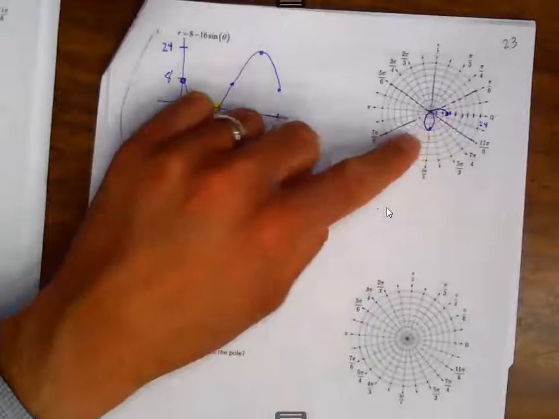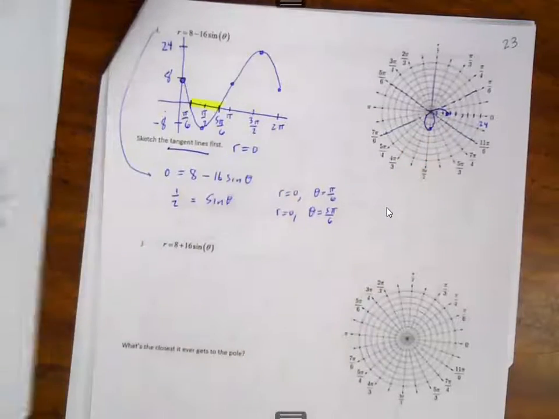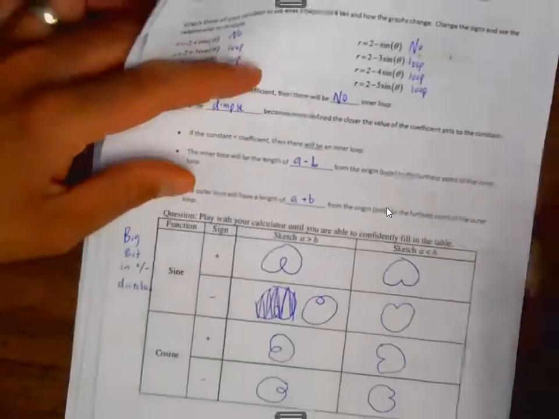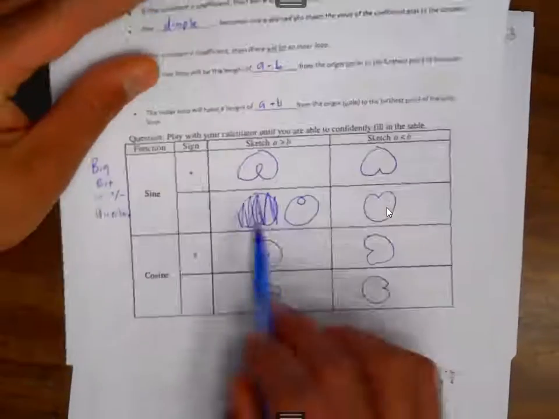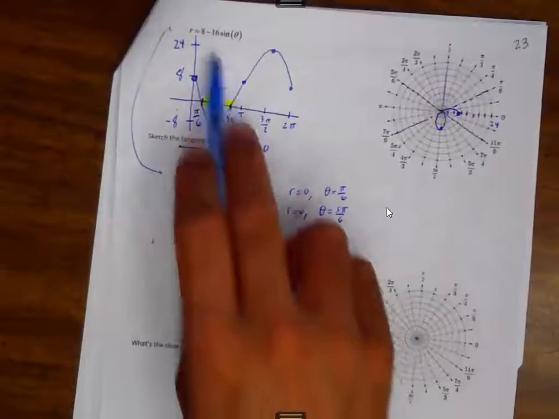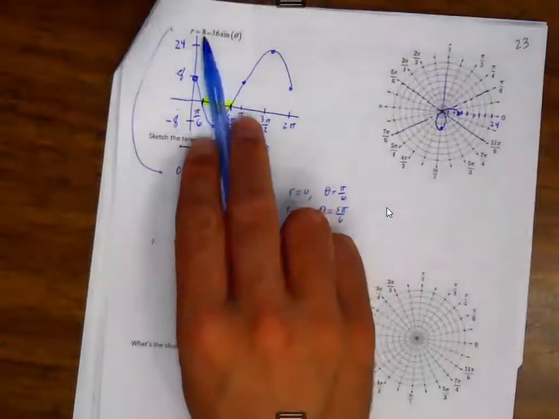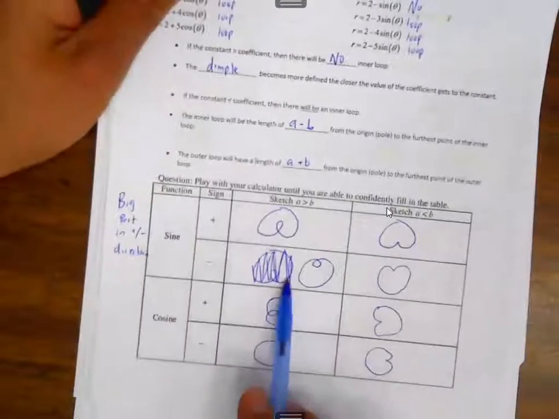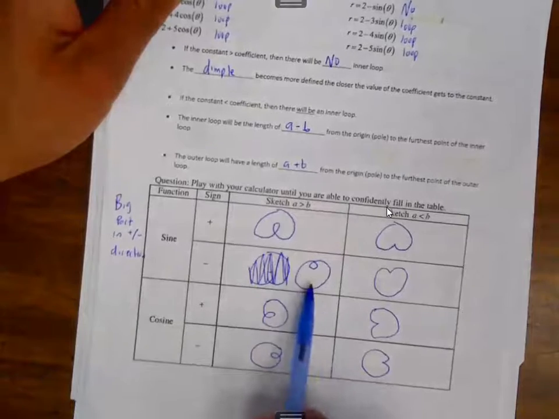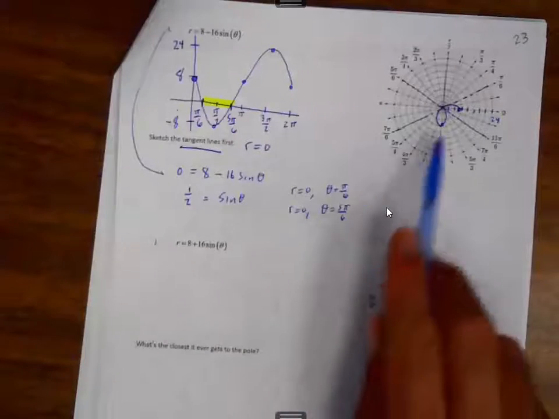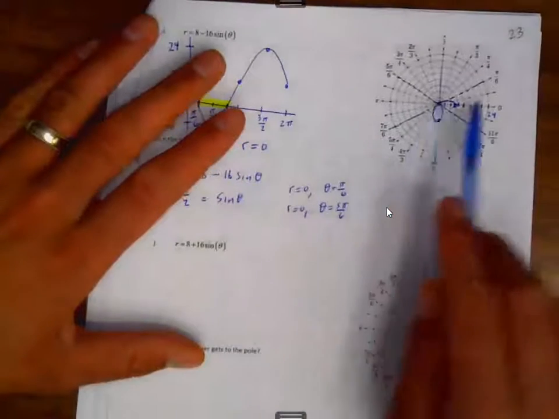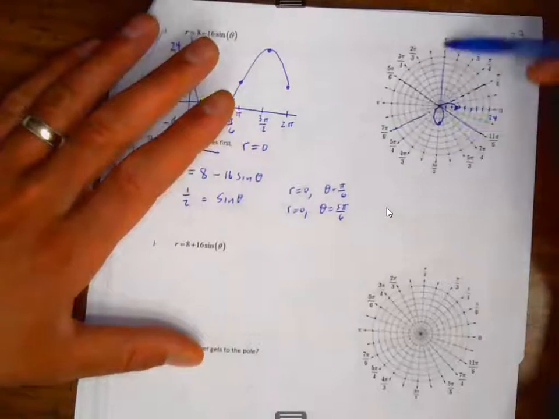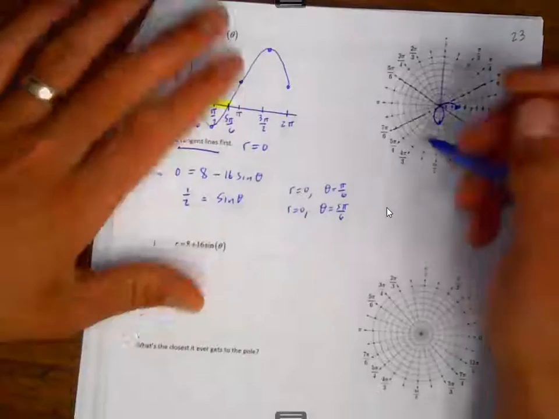What's going on here? But then if you think back to everything we talked about at the beginning of class, this is a sine where the sign is negative, so it's not cosine, and that's not a plus sign. So it's going to be looking like this. So in our picture here, this part's the inner loop. This is just part of our bigger loop, but this is our inner loop because it's sine, so it should be symmetric over the y-axis.